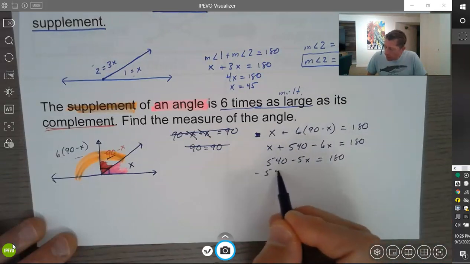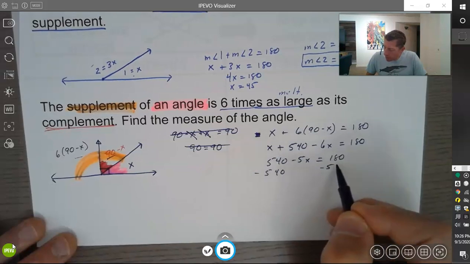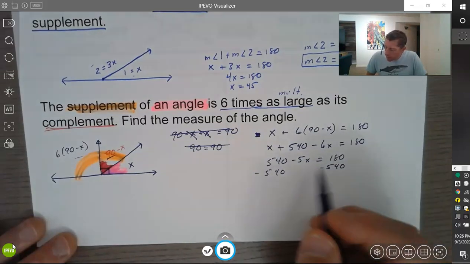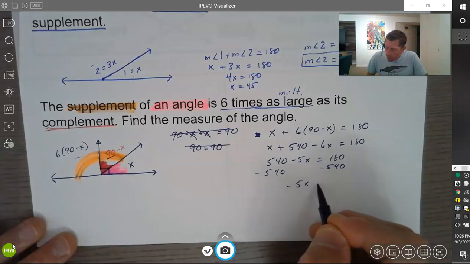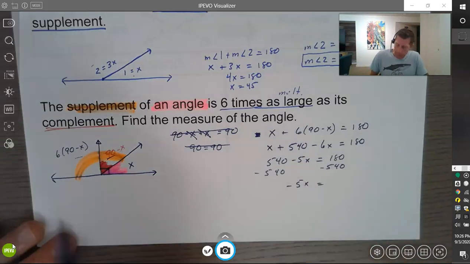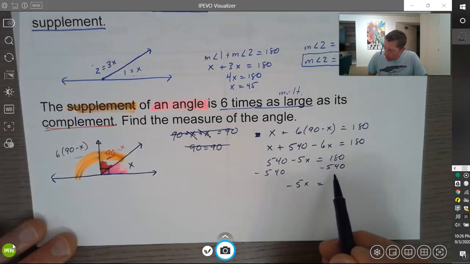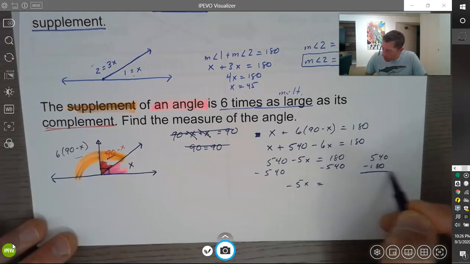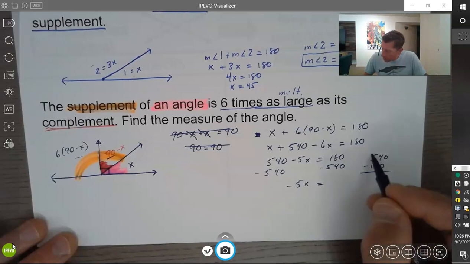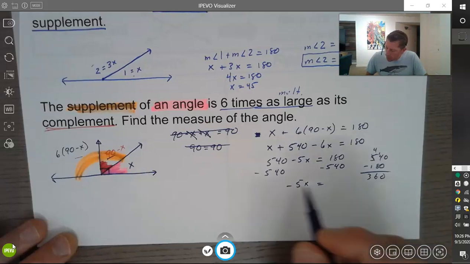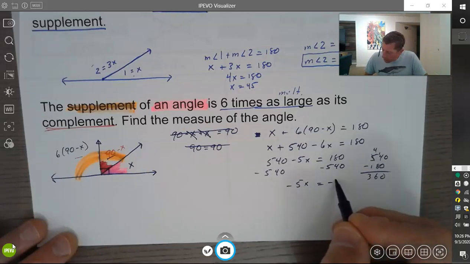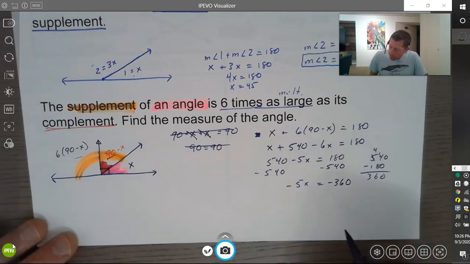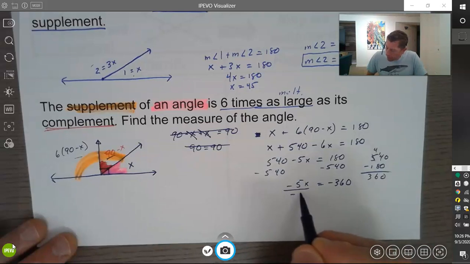We subtract 540. Okay, and we have negative 5x equals 180 minus 540. So 540 minus 180. I don't remember that off the top of my head. 0, borrow. 14 minus 8 is 6, 360. That's what I thought. Okay, so that's a negative 360. We divide by negative 5.